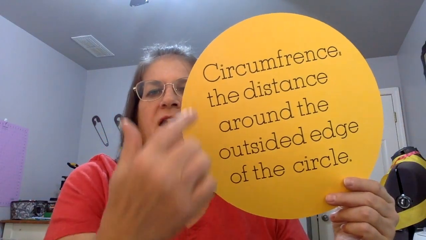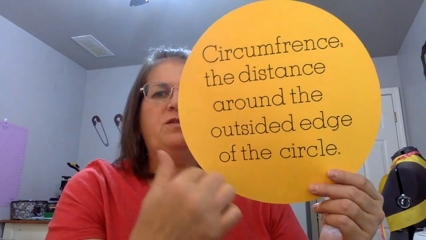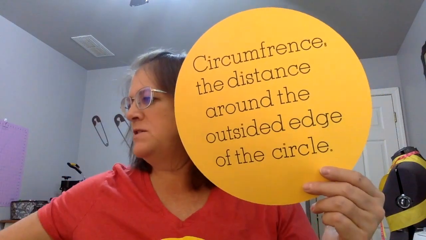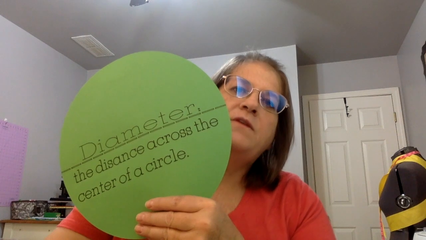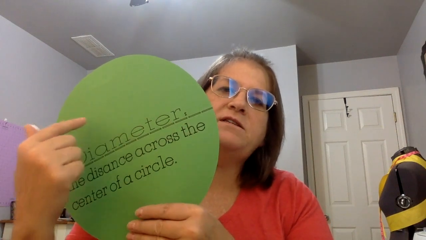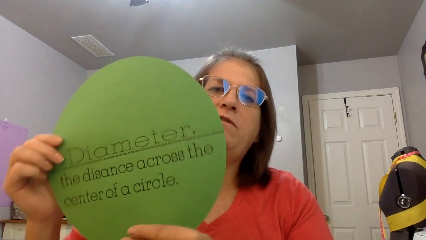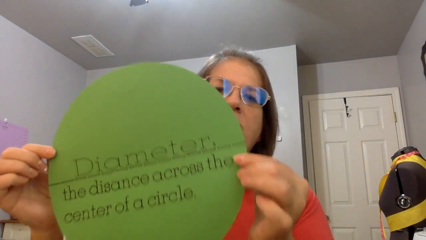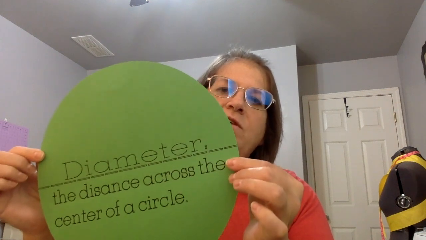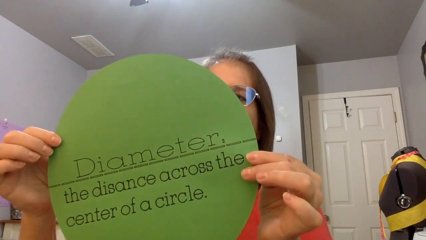What is a circle? A circle is a flat shape with a continuous line that has no end. The circumference of a circle is the distance around the outside edge of the circle. So this would be the circumference. The diameter. The diameter is the distance across the middle of the circle. You can see where I have the line. So that's the center of the circle.